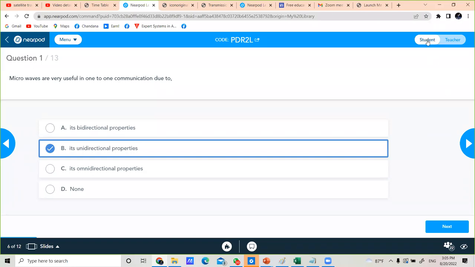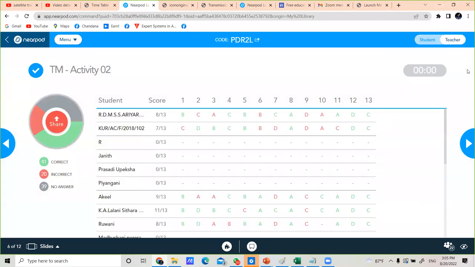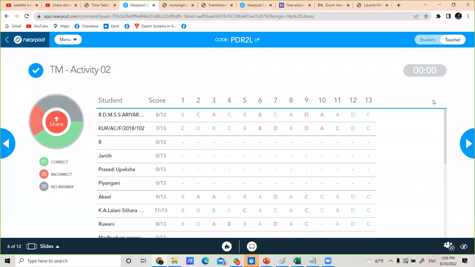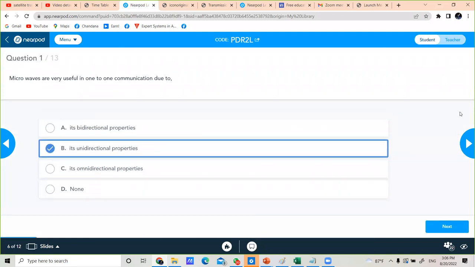Then I think the first question, 102, you were wrong with the first question. Others are okay. Then another one here. Right. Then second one.